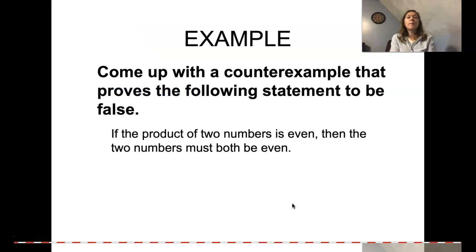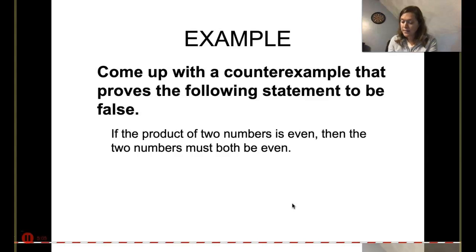So come up with a counterexample that proves the following statement to be false. I have the statement: if the product of two numbers is even, then the two numbers must both be even. My hypothesis is the product of two numbers is even. So let's think about this first.